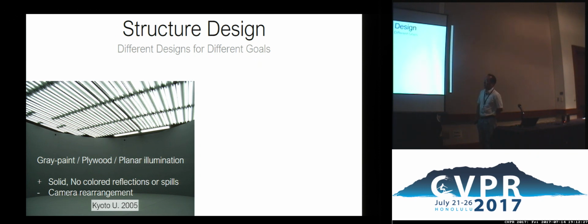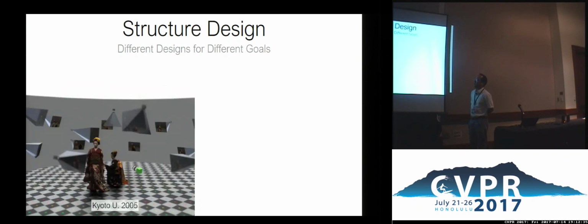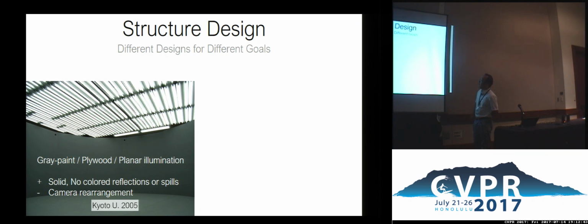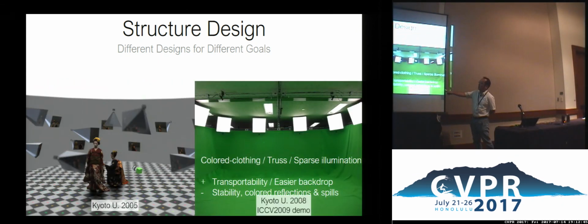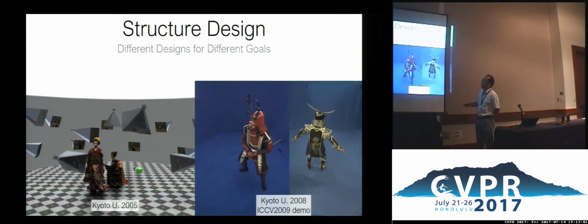I was in Kyoto, and we built this kind of system with a gray background. It was to capture dancing ladies, with the correct color distribution. I also built this to be transportable, because I could do a demonstration in a day. In fact, we did a demonstration at ICCV 2009, because I was part of the organizers, and we captured cosplayers.